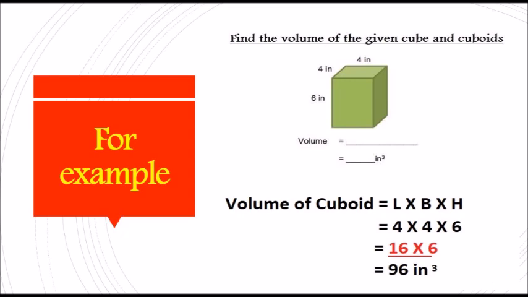The length and breadth are 4 and 4, but its height is 6. So when you multiply 4 by 4, you get 16. I have written down 16, and then I will take the third, 6, that's the height. I multiply 16 by 6 and I get 96 inches cube. I have multiplied all 3 sides, and the volume of this cuboid will be 96 inches cube.